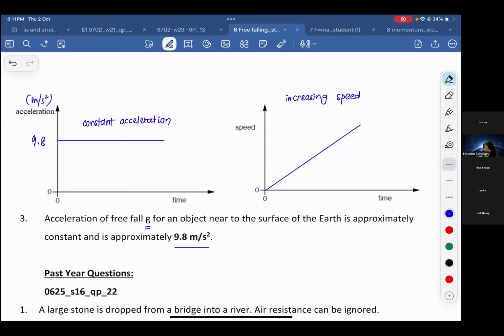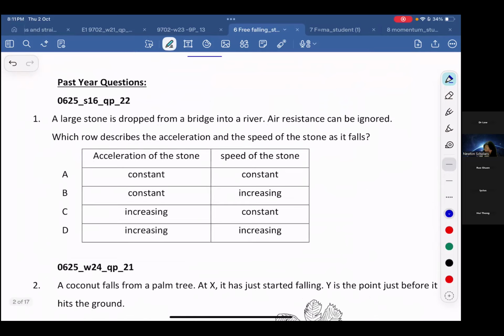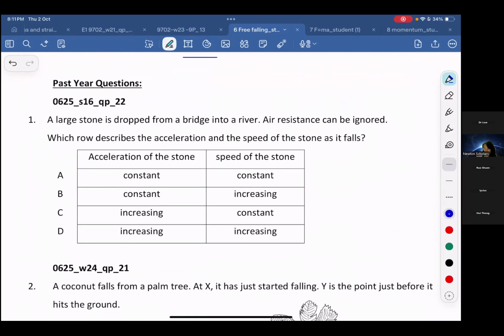Until here, any question? If no question, can you give me a reaction? Then we go to the past year question right now. Okay, boys and girls, we come to this question. A large stone is dropped from a bridge into a river. Air resistance can be ignored, underline that. When they say ignore air resistance, you write down free fall question. This question is related to the topic called free fall. What is the acceleration and what is the speed when the stone falls? Type your answer in the chat box.